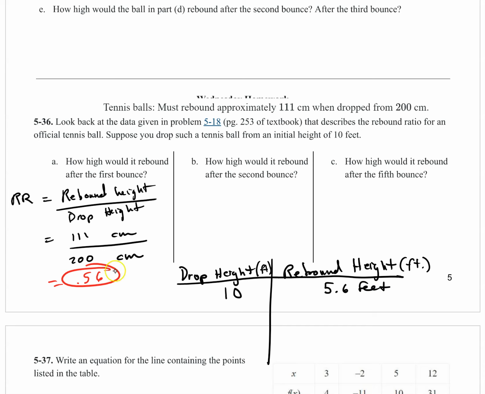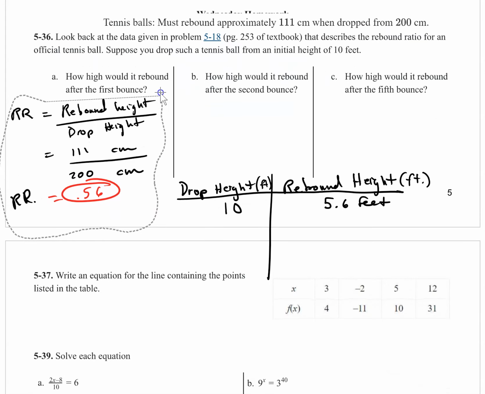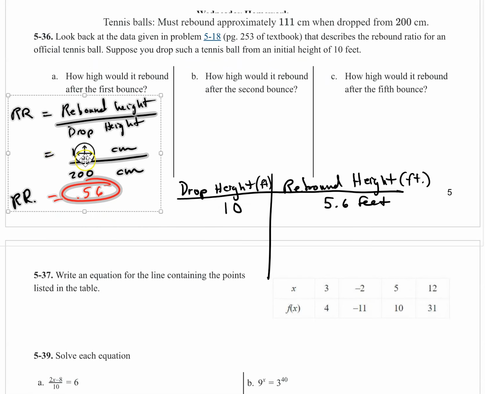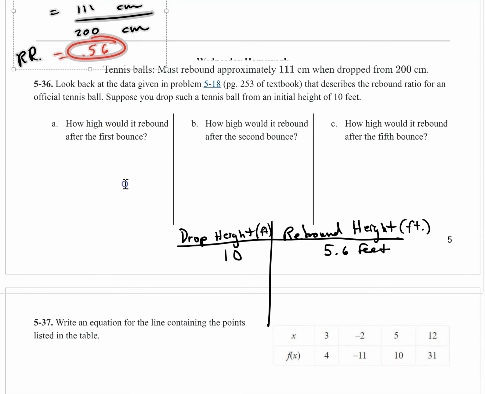Alright, so this is the rebound ratio. I'll move that off to the side a little bit. Okay, so how high would it rebound after the first bounce? 5.6 feet. So now it's 5.6 feet in the air. Let's say it goes down again. And I put feet in the table, I don't need to put it there. So now we're at 5.6 feet in the air.